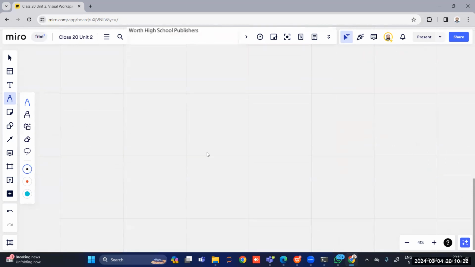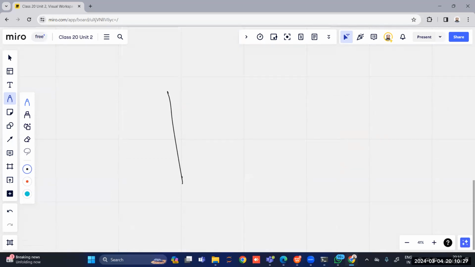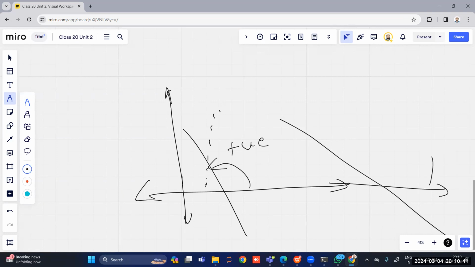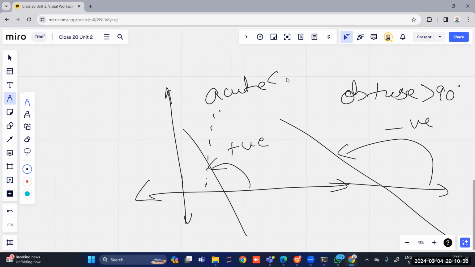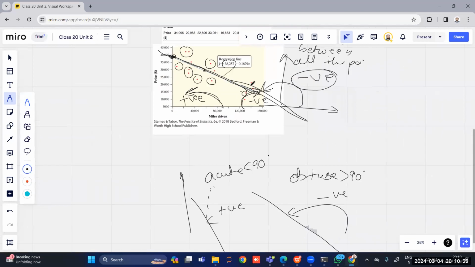Remember this. Suppose this is our y-axis and this is our x-axis. If the line is like this, we are measuring an acute angle, less than 90, so it will be positive. If it is like this, then it is obtuse, meaning greater than 90 degrees, so it will be negative. Here it is acute, which is less than 90 degrees. That's the clear thing. So here he has given the regression line.